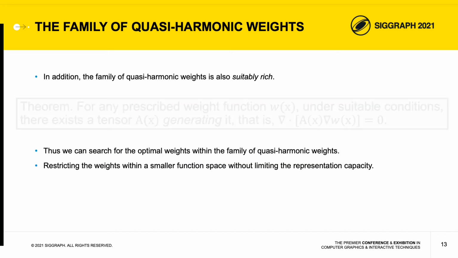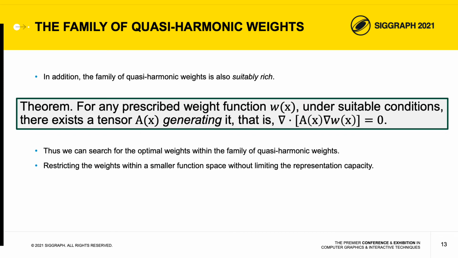In addition, the family of quasi-harmonic weights is also suitably rich. What I mean is that we can actually show that for any prescribed weight function W, under suitable conditions, there exists a tensor field A generating it. That is, the weight function W is a solution to the associated differential equation. Thus, we can search for the optimal weights only within the family of quasi-harmonic weights. Restricting the weights within a smaller function space does not limit the representation capacity of the weights.